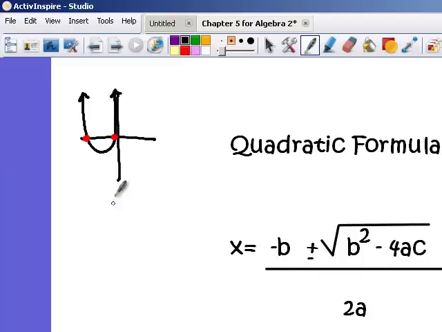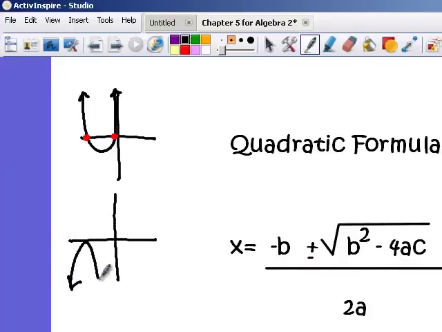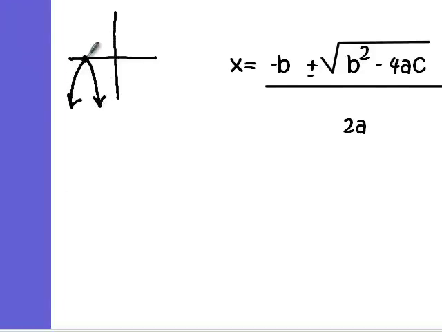We also can have a quadratic graph that may only have one answer. And that is possible. And you also might have one that will never ever touch. And so there will be no intercepts. So this is what the quadratic will tell us.